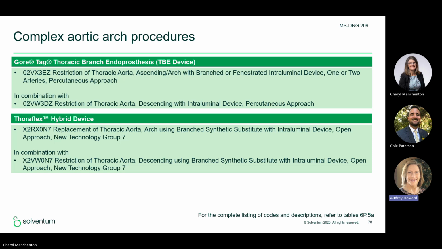And the first one is the procedure code combination for the technology GORE TAG thoracic branch endoprosthesis. So you'll see that you'll need 2 procedure codes for this: the restriction of the thoracic aorta, as well as another code for the restriction of the thoracic aorta. So 2 procedure codes are necessary. And then you have another technology, the Thoraflex hybrid device, where once again you need 2 different procedure codes. And notice that this is in the new technology section still. Both of those procedure codes are required to qualify for it.